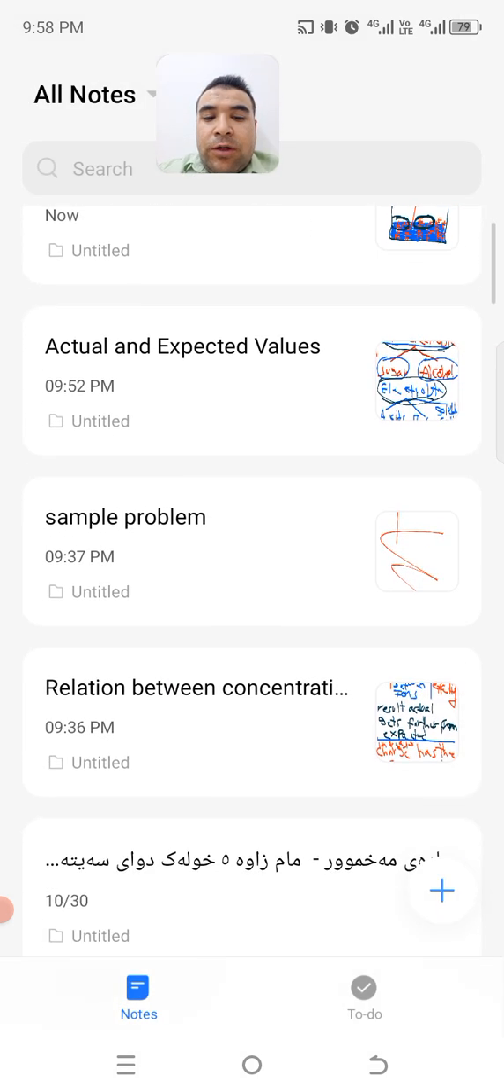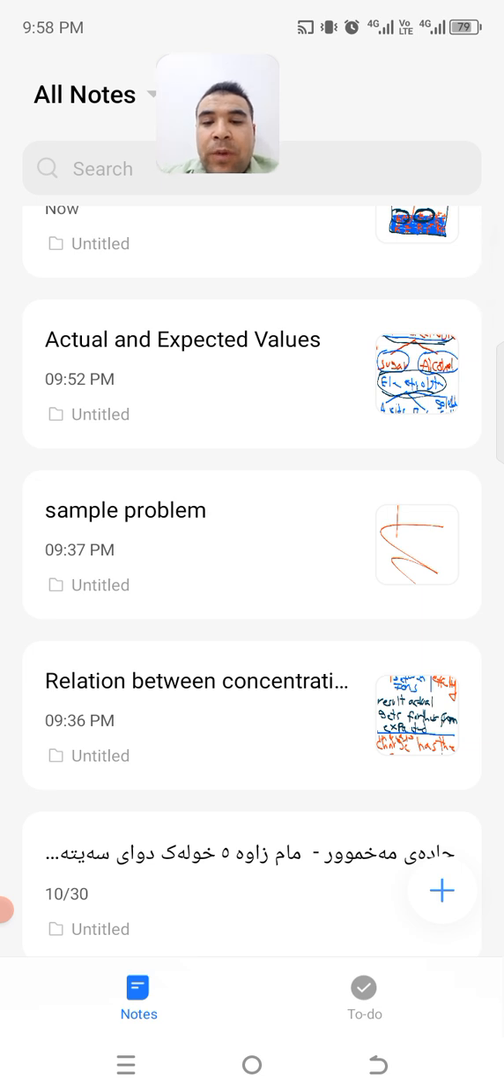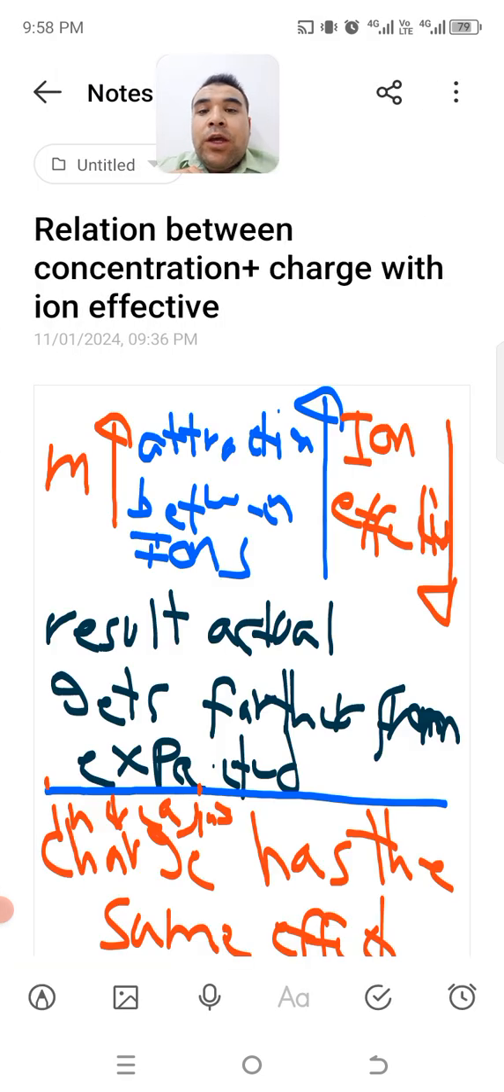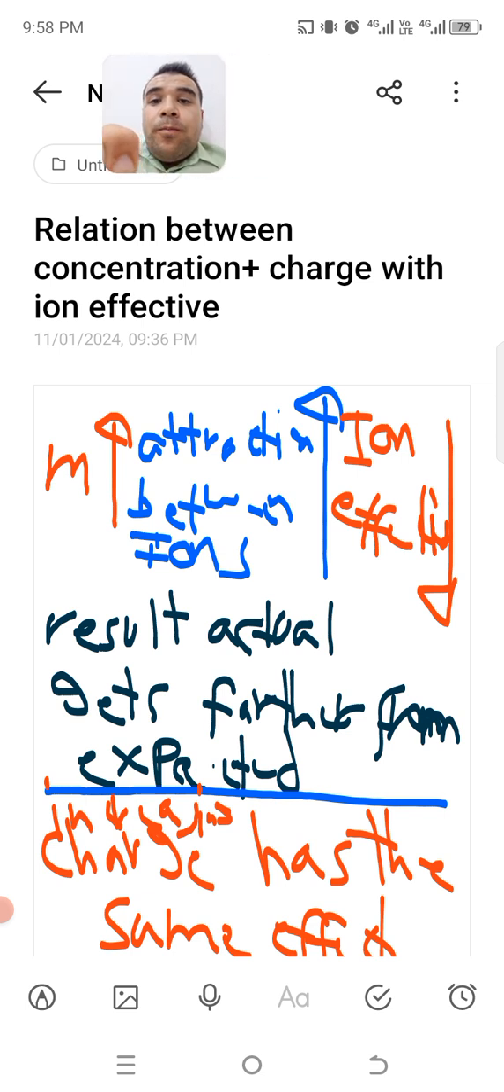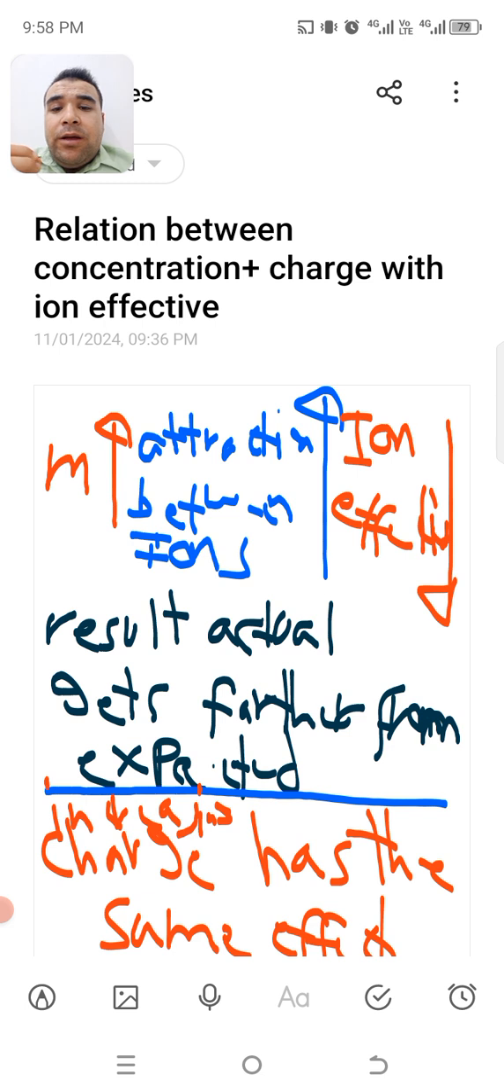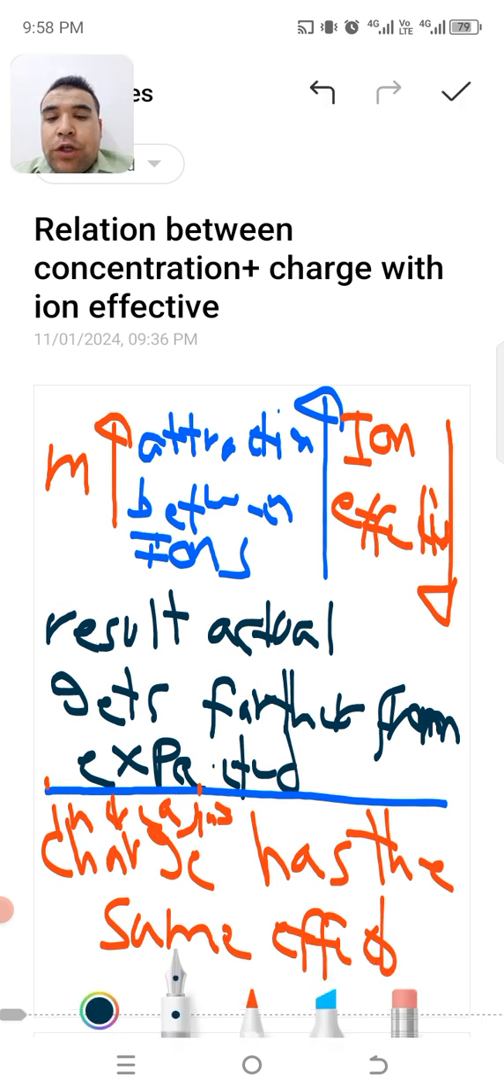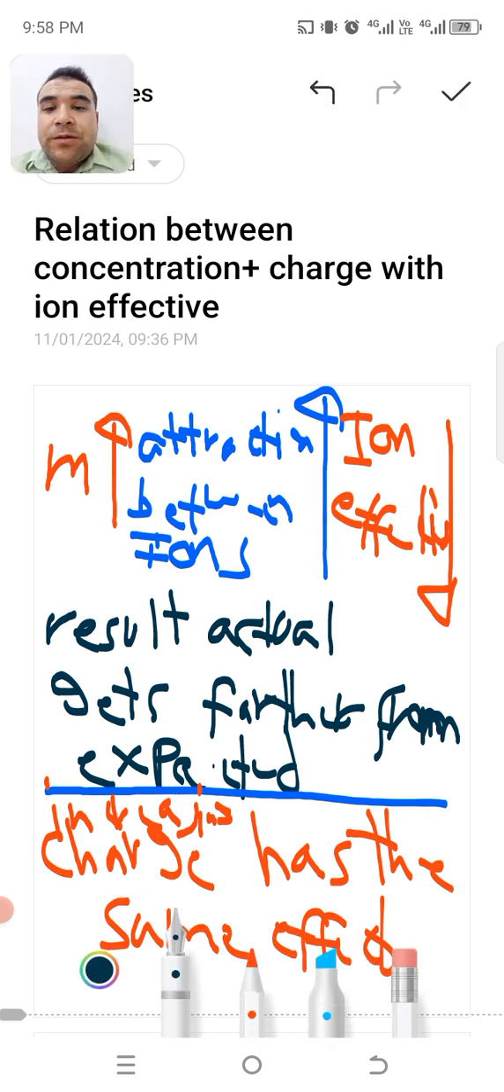Guys, let us talk about the relationship between the concentration and the effective ions, and the charge and the effective ions. In this part of the video I will be talking about what will happen to the effective concentration of ions in aqueous solution if the concentration increases. Simply, increasing the concentration means adding more solute into the solvent.